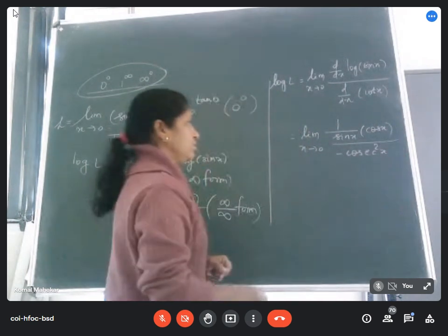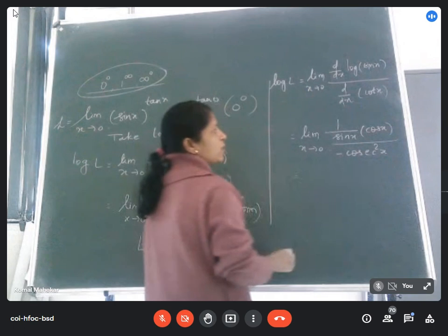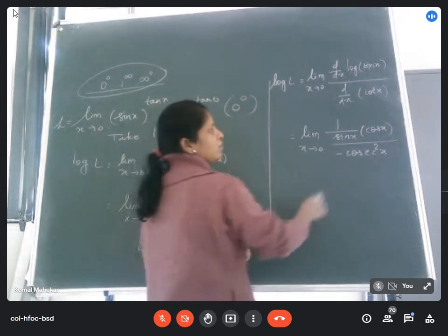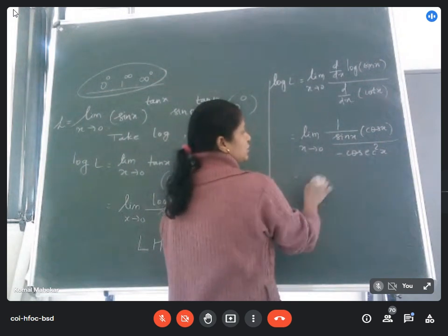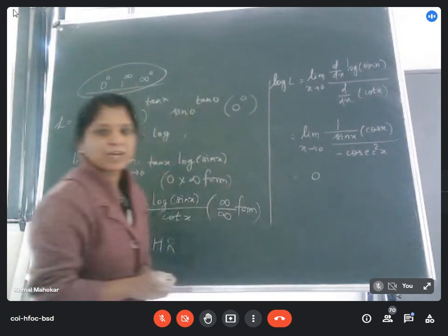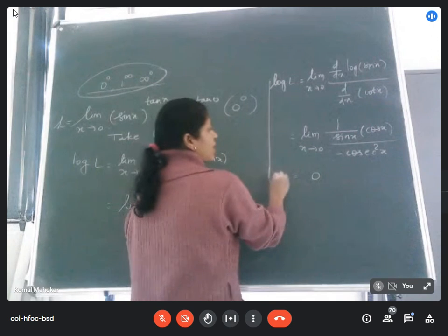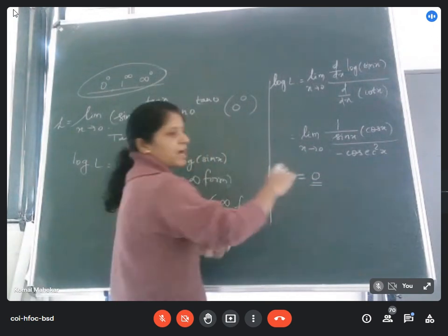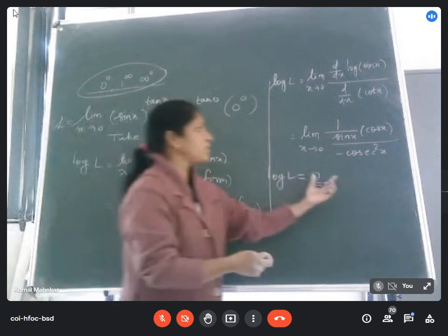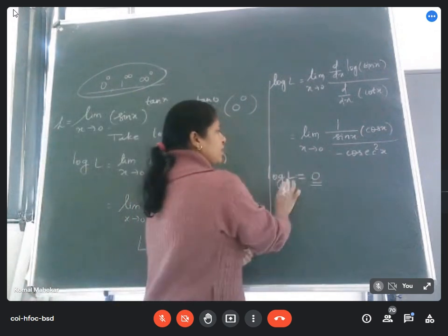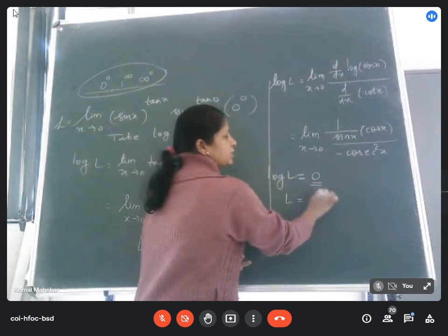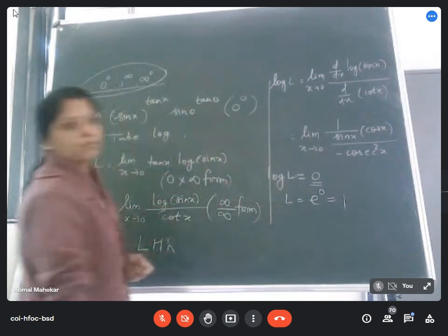Now put the value x equal to 0. Cos 0 is 1, sin 0 is 0, and cosec square is also 0. If you simplify this, you will get 0 value. So log of L is equal to 0, and this is our b value. The right hand side value is b. If log of L is equal to 0, then L will be e raised to 0, and this is equal to 1.